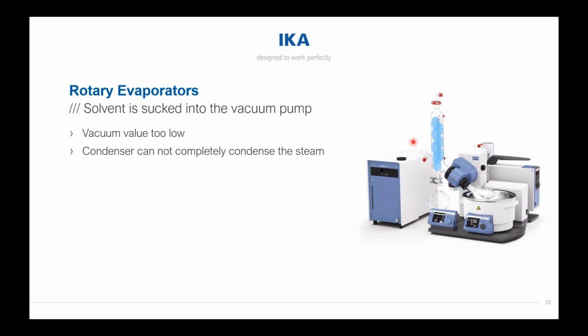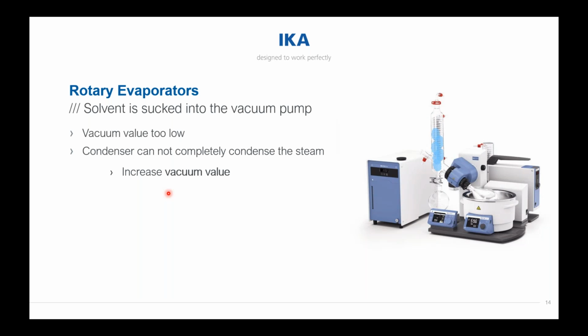So how can you make sure that this condenser completely condenses the steam? You just increase the vacuum value. It's as simple as this. Sometimes, of course, time is money, and you always want to be as fast as possible. However, if you have a too low vacuum value, it is not possible for the condenser to condense all of your vapor. It will go inside the vacuum pump.